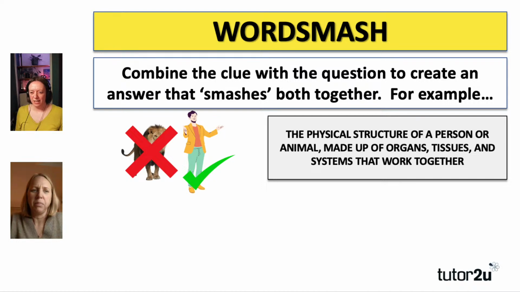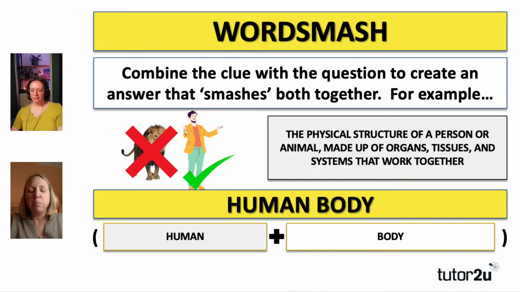So, Lynn, what are you thinking about that picture? Well, I'm thinking the picture is not an animal, but it's ticking that it's a man. So I'm thinking that that might be a human. Okay, and then what do you think of that clue on the right? I'm thinking something to do with maybe a body. So the physical structure of a person or an animal, made up of organs, is their body. Something to do with their physical body, human body.